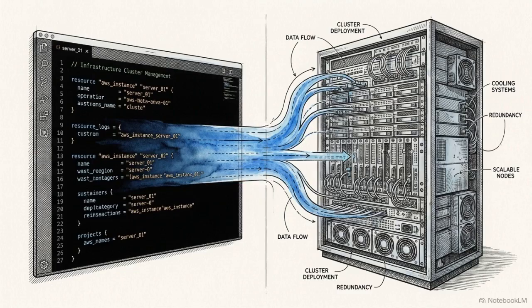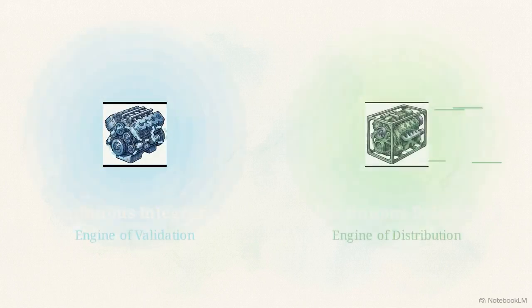To resolve this, modern engineering replaces human-driven deployments with a fully automated pipeline known as CI/CD, continuous integration and continuous delivery. This animated diagram illustrates the two distinct functional engines of the system. On the left, continuous integration acts as the engine of validation. On the right, continuous delivery serves as the engine of distribution.